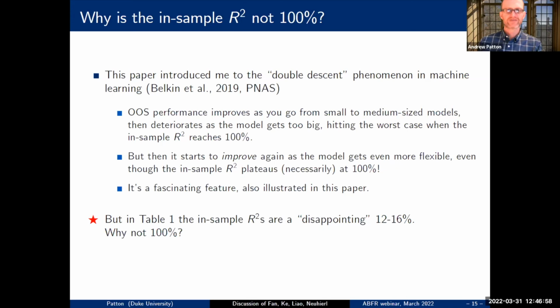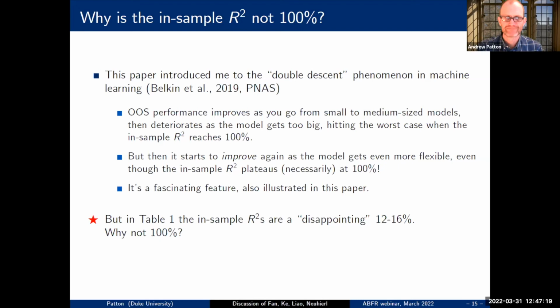You're not improving the in-sample R squared, but it turns out you can improve the out-of-sample R squared, because in that even richer class of models, all of which give you an R squared of 100%, you can find ones that are smoother than the one that just gets you to 100%. And that one leads to better out-of-sample performance. So it's very interesting, and it's something I'll be reading more about when I have a bit more time.